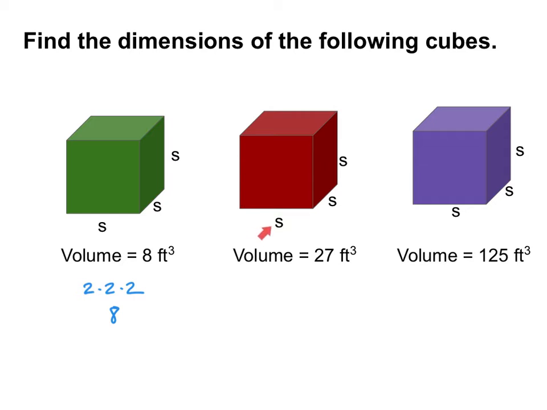For the next one, what number times itself 3 times would give us 27? That would be 3 times 3 times 3, which is 27. And for the last one, what number times itself 3 times would give us 125? That would be 5 times 5 times 5 is 125.